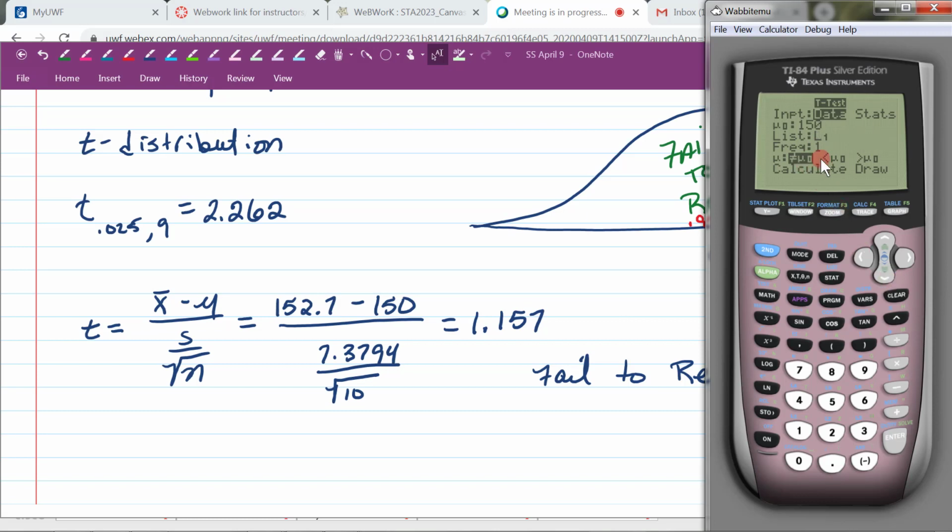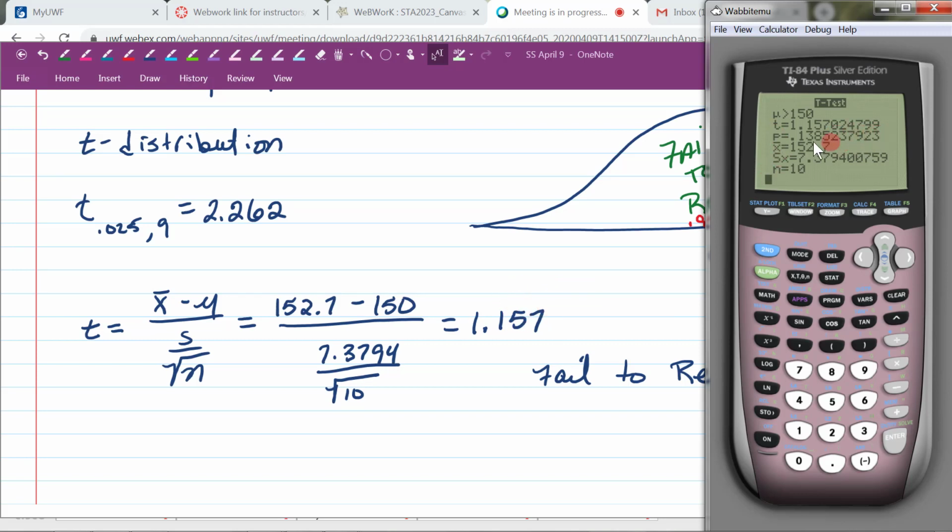And then you click on your alternative hypothesis. And this is what our alternative hypothesis is. So I have that highlighted. I'm going to hit enter, and then I'm going to come down. I don't want it to draw it for me. I want it to calculate it. So then I'm going to hit enter. And now it comes up with my test statistic at 1.157. You can see it's the exact same number, okay?